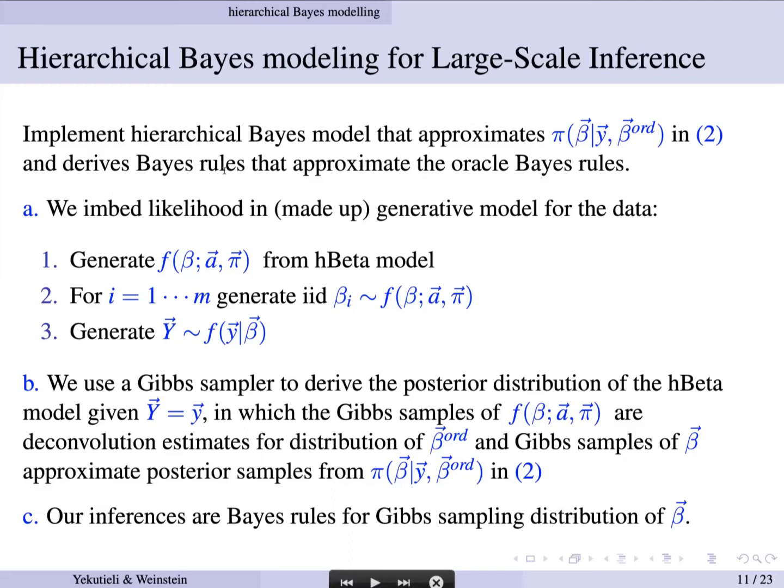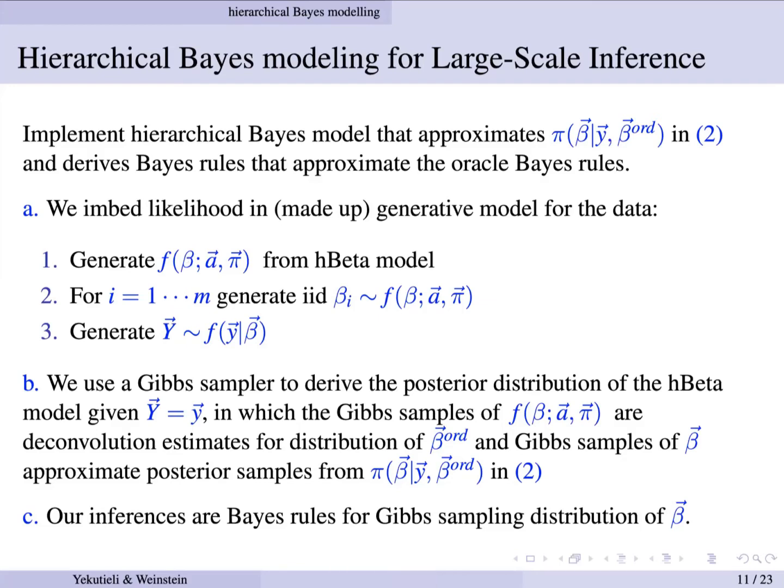So what we do is implement a hierarchical Bayes model that approximates the posterior distribution of beta given y and the order statistics, and derives Bayes rules that approximate the Oracle Bayes rule. We embed this likelihood in a generative model for the data. The first part of the model, which I'll show next, is that we generate this distribution function. It should be the marginal distribution, not exactly pi of beta.